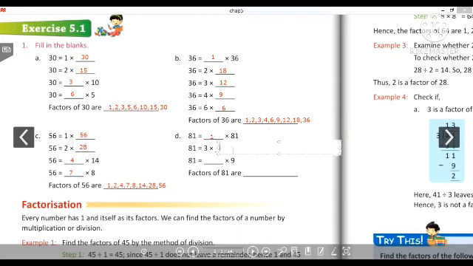Now next, in case of this 81, 1 into 81 is equal to 81. Now the 81 divided by 3 will be equals to 27, and 9 nines is also 81. So what are the factors of 81? They are 1, 3, 9. Again 9 is repeated twice. 9 दो बार आ रहा है, but we will write only once. 27 and 81. So we have completed exercise 5.1.